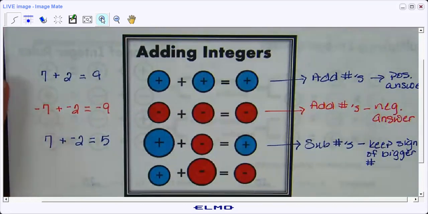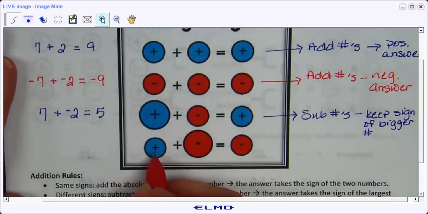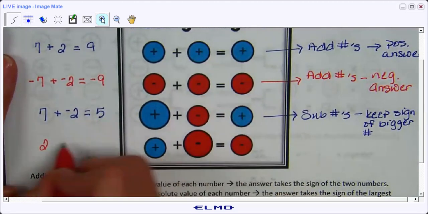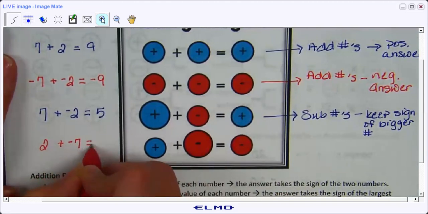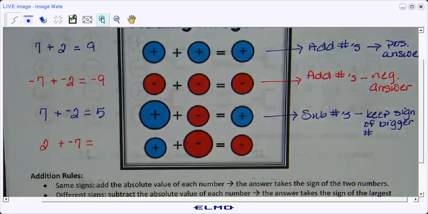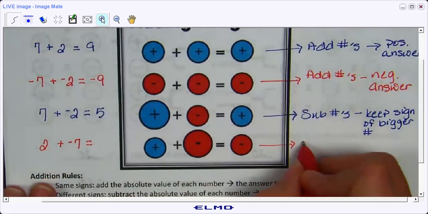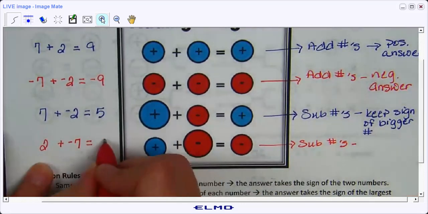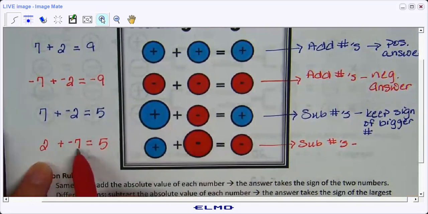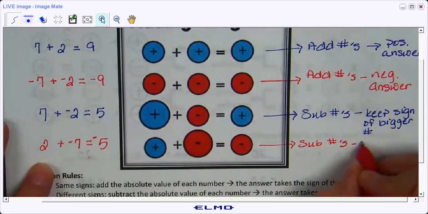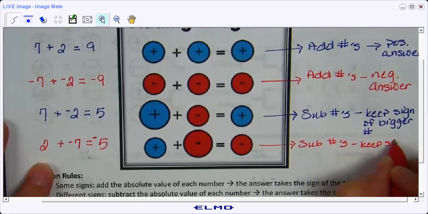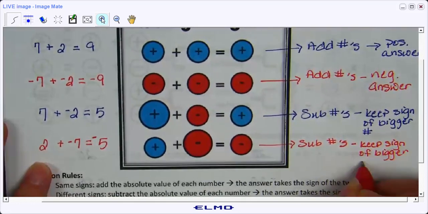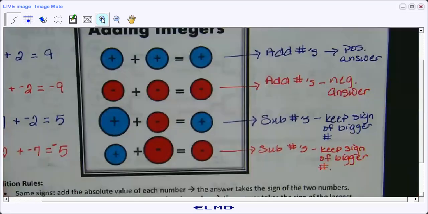All right, let's do this last one. This time, my smaller number is positive, so 2, and my bigger number is negative. Again, my signs are different, so I am going to subtract my numbers. And I get 5, but this time my bigger number is negative, so my answer is going to be negative. Keep sign of bigger number. Okay, any questions on those rules?